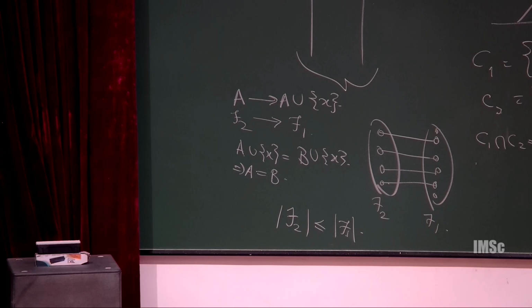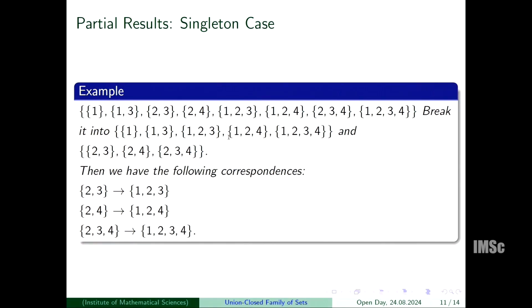Okay, so this is an example of what we just did. If this is our family, you break it into sets that contain 1 and sets that do not contain 1. And then we have the following correspondences. This is the correspondence. The set {2, 3} just goes to {2, 3} union {1}, which is {1, 2, 3}. Here you can just count, but if you do it for a general set, what we have proven is that for every element in the first family, there is a distinct element in the second family.